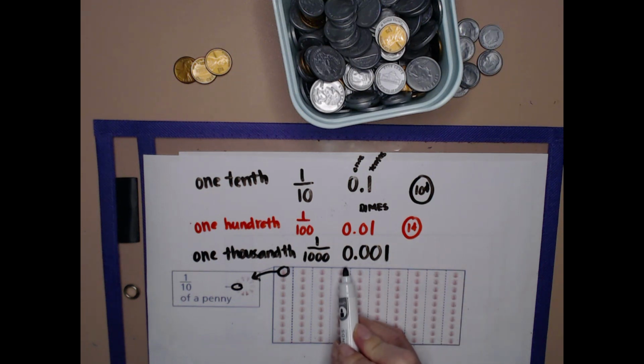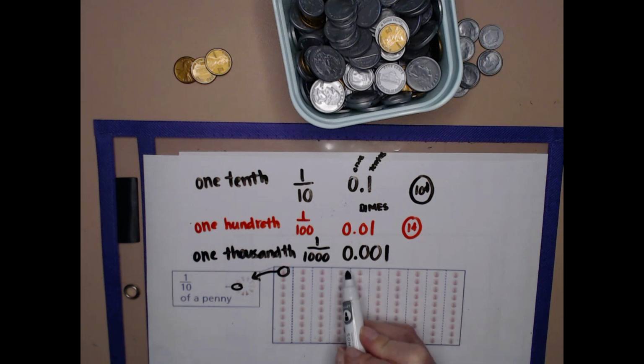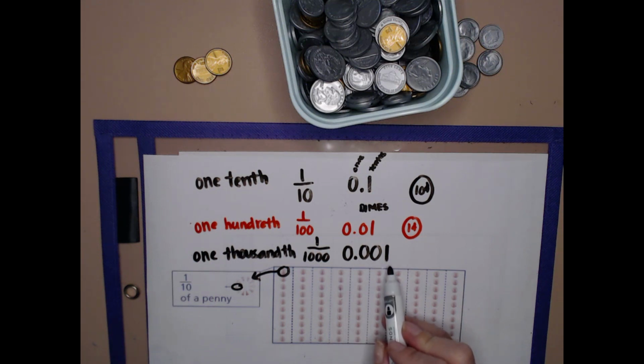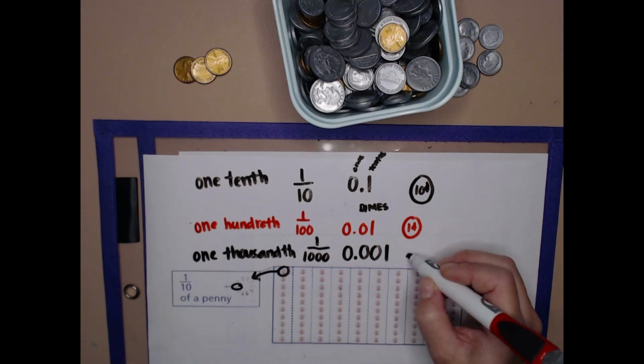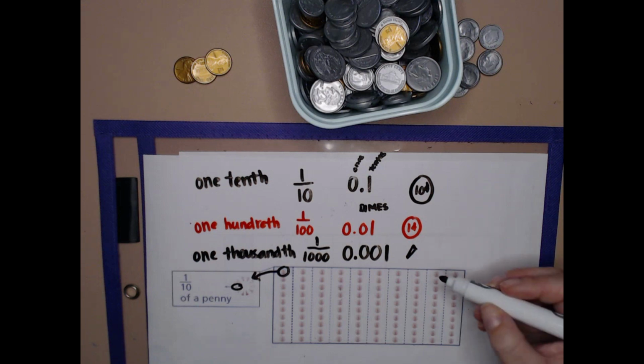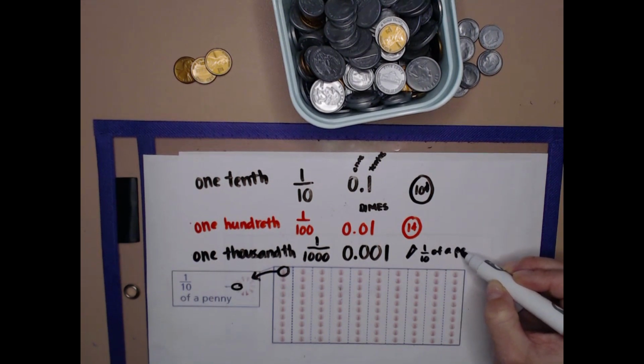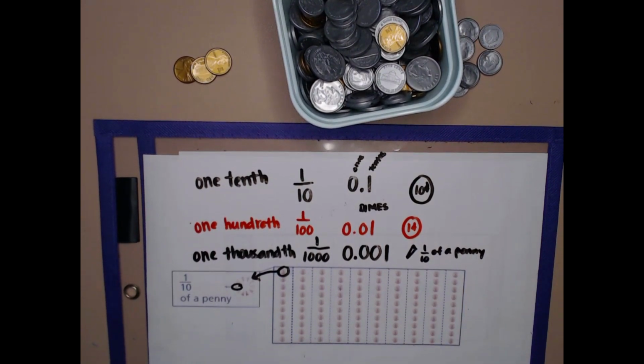Let's do our place values. Ones, tenths, hundredths, thousandths. Let's read it together. 0 and 1,000th. Otherwise known as a part of a penny. We don't have a coin for that, but we can call it 1/10 of a penny. Or we can call it a part of a penny.